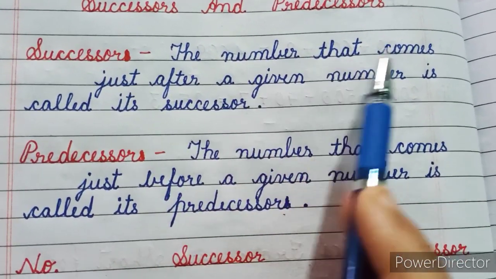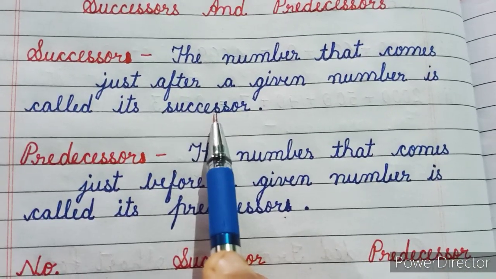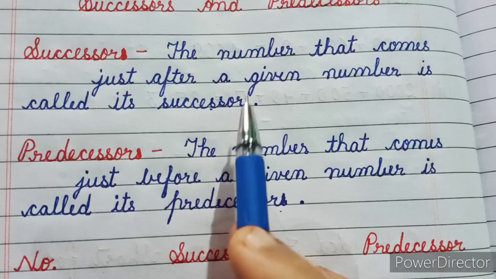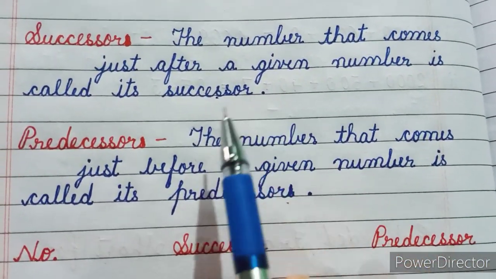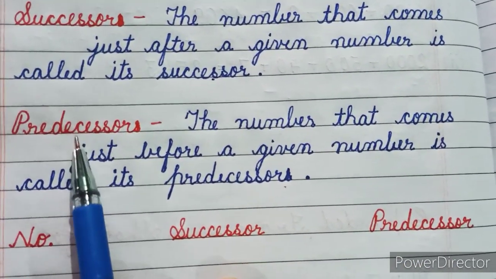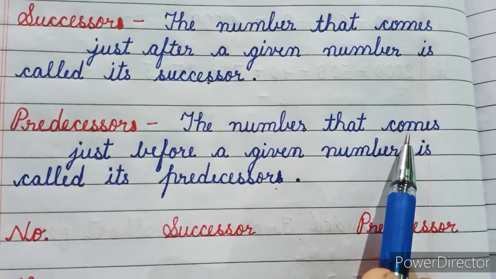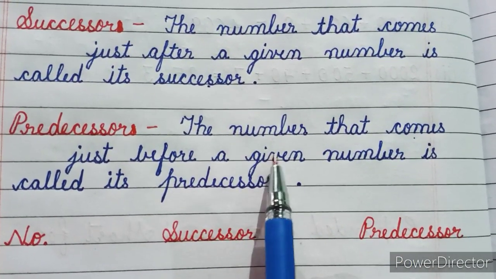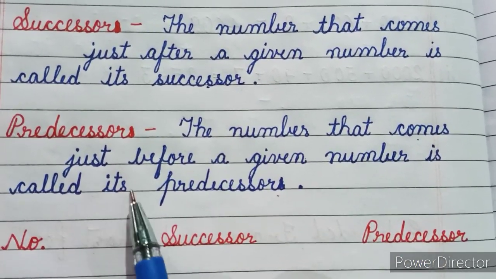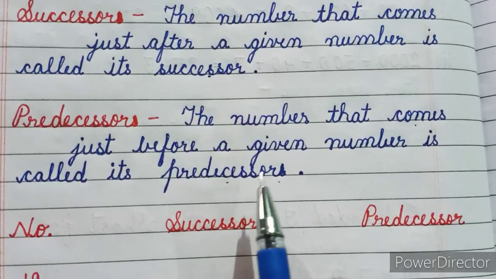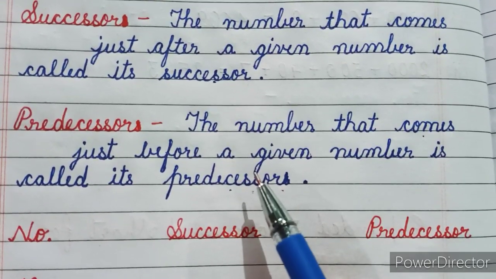The number that comes just after a given number is called its successor. To find the successor of a number, we add 1 to it. Now look, the definition of predecessor. The number that comes just before a given number is called its predecessor. To find the predecessor, we subtract 1 from it. Okay?